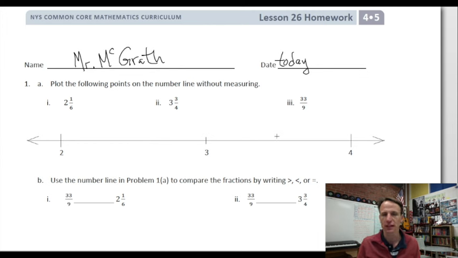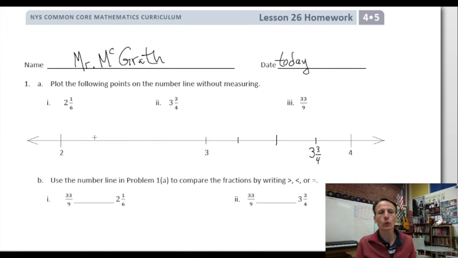So here's halfway between 3 and 4, be 3 1/2. And then if we bisect those halves, we have quarters, right? 1/4, 2/4, 3/4, 4/4. And so 3 3/4 obviously is right here. We're at 3 3/4. That's it. That's all I have to say about that.